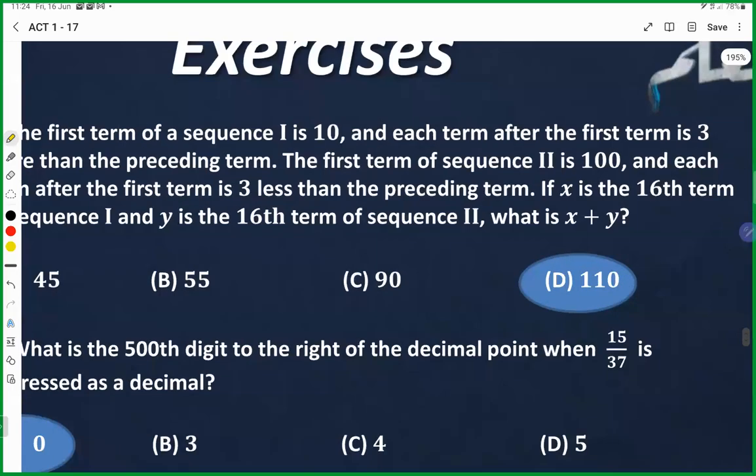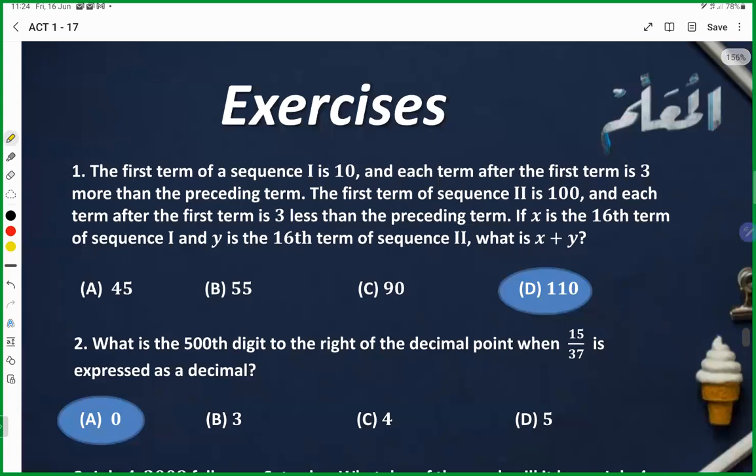One quick question to solve. The first term of sequence 1 is 10, and each term after the first term is 3 more. So I know that it's 10 plus n minus 1 times 3. The first term of sequence 2 is 100, and each term after the first is 3 less than the preceding term, which means 100 plus n minus 1 times negative 3.